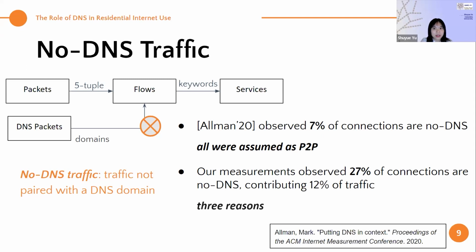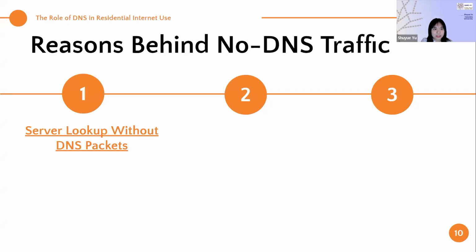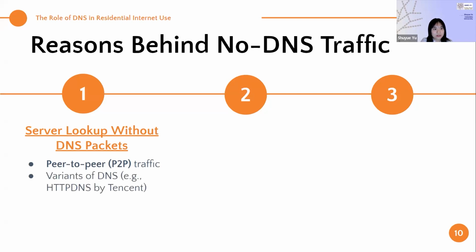And we believe there are three reasons behind no DNS traffic. The first reason is that some applications do not use DNS packets to direct users to servers. For example, some applications may be peer-to-peer. Some applications may adopt their own variants of DNS. For example, Tencent uses a self-designed protocol called HTTP DNS for services such as WeChat. In addition, some applications may hardcode IP addresses.